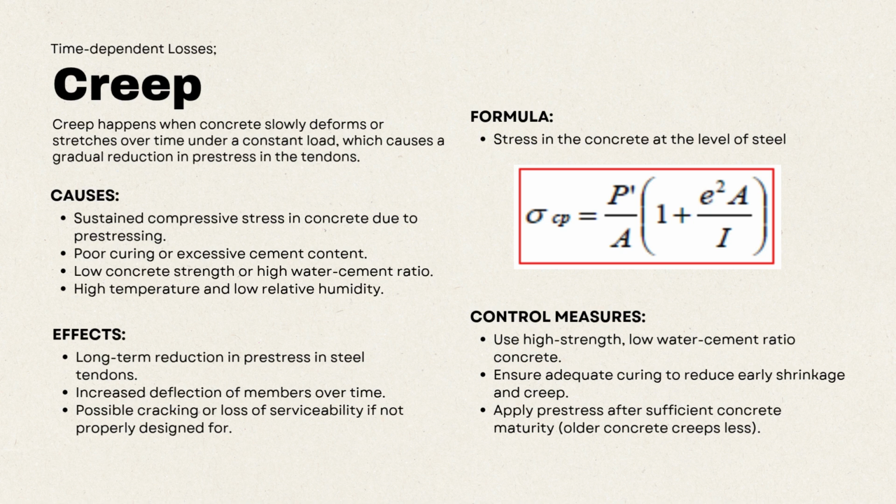This is how we apply the control measures. Use high-strength, low water-cement ratio concrete. Ensure adequate curing to reduce early shrinkage and creep. Also, apply pre-stress after sufficient concrete maturity, as older concrete creeps less. The formula is stress in the concrete at the level of steel. Creep is equal to final pressure over area times 1 plus the eccentricity squared times area over the inertia.